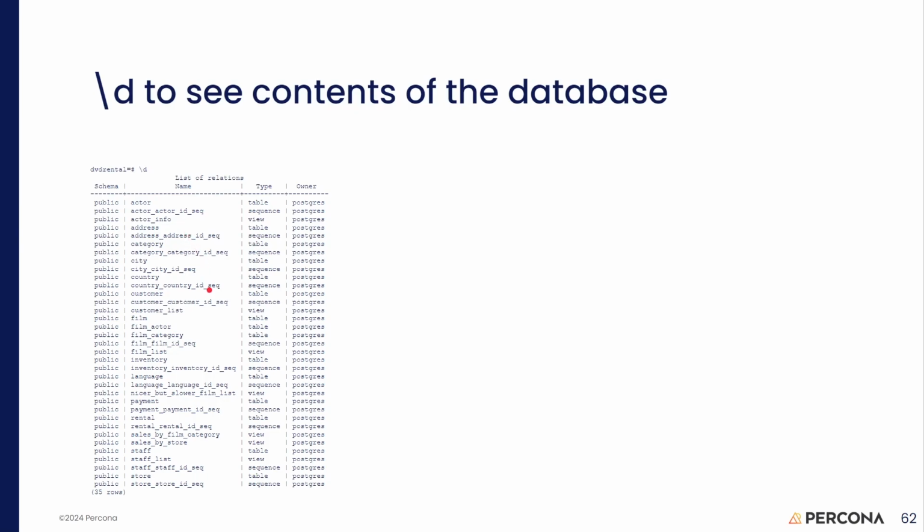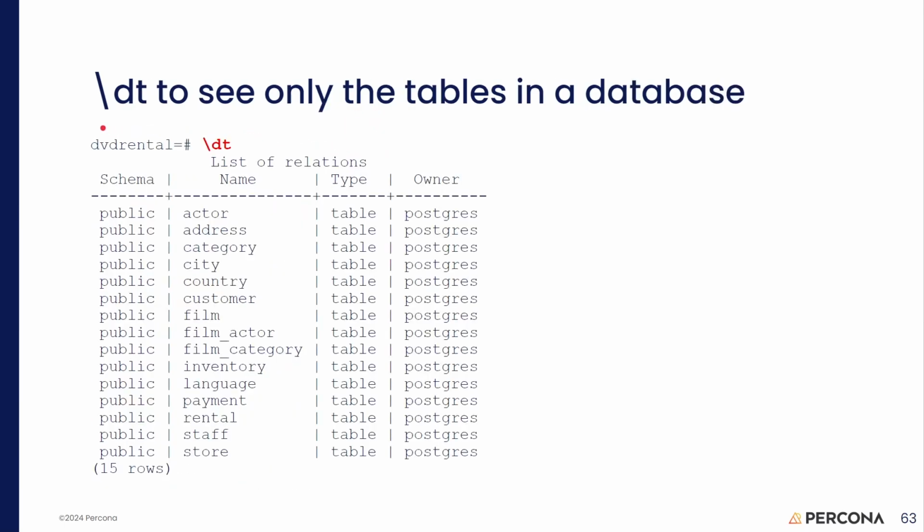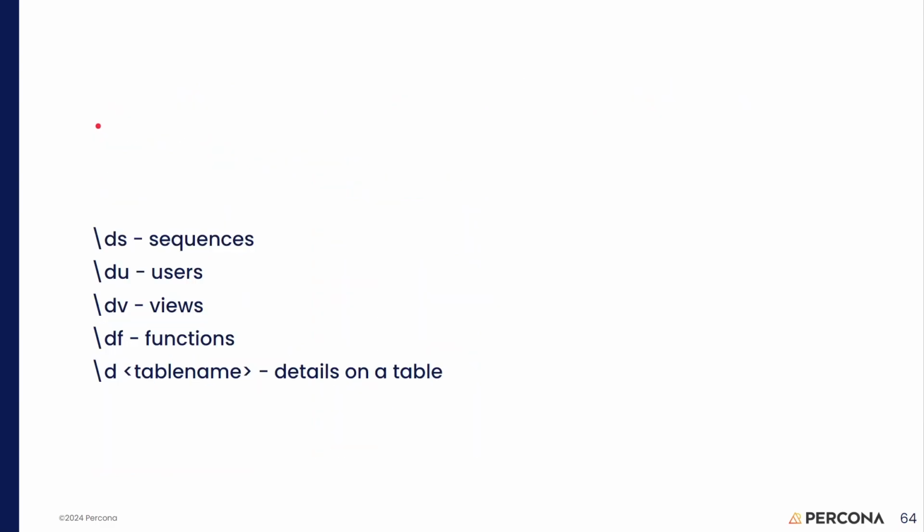Now, our DVD rental database has 15 tables, and there's 35 contents out in that actual schema. Some of those are sequences, and some of those are views. If we had functions out there, they'd also be out there. So if you want to see everything that's out there, \d. Once again, to see only tables, \dt, \ds for sequences, \du for users, \dv for views, \df for functions, and \d space table name for the details on a table.